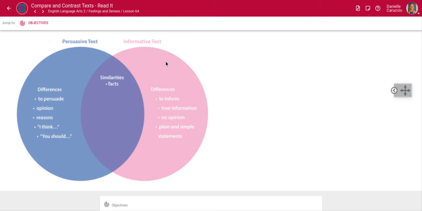Now let's jump over to informative text. Remember, this is purely factual. So, the author's purpose is to inform or to teach us about something. All of the information is true. It is facts that can be proven. There are no opinions included in informative text. They just give the facts. They don't really portray what they believe or they think.